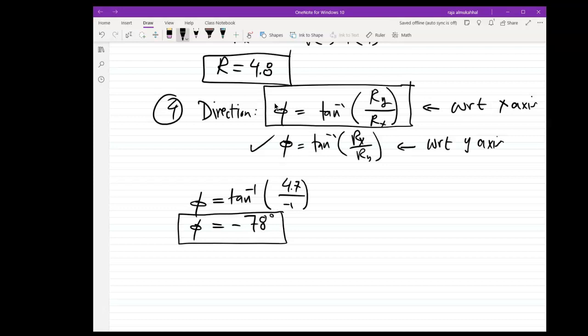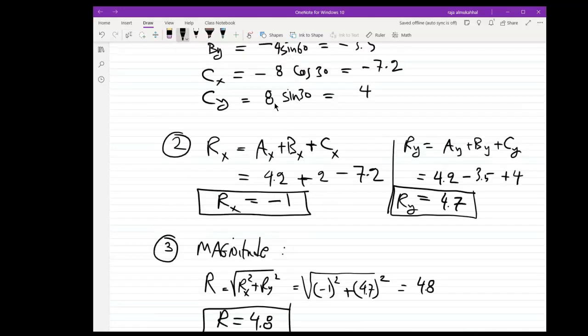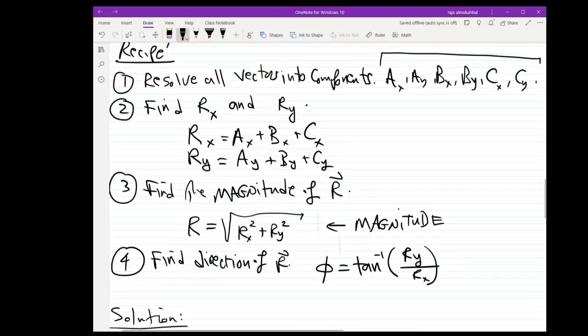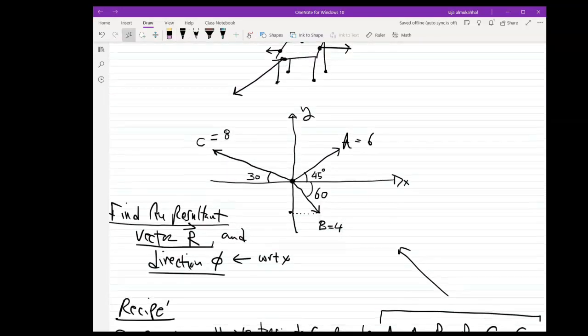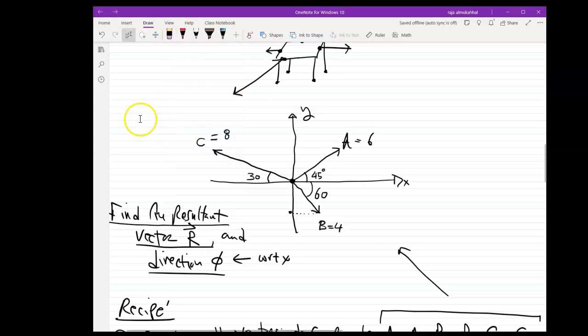All right, let's go back to the diagram, and I will show you what that means. So keep in mind, I hope you've written it already, Ry is 4.7 and Rx is negative 1, okay? So if I go back to my diagram right here, let me change it to a different color, because I want to draw the R in red. So where is R? Well, phi is negative 78 degrees, correct? Negative means below the x-axis, okay? That's the meaning of it.